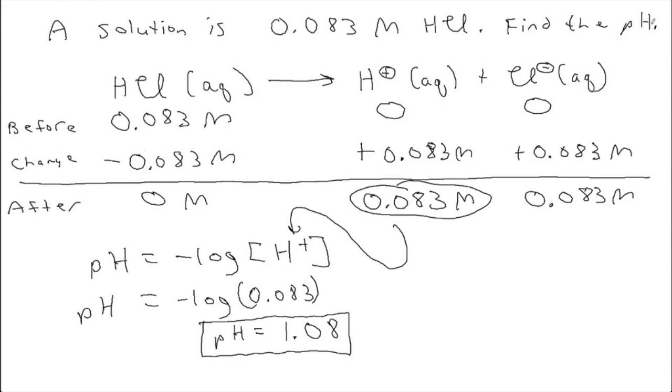Because when they say the pH, they don't mean the initial pH. They mean the pH after this has had a chance to ionize. When they say find the pH, they mean find the pH after the acid has a chance to donate its protons. Before the acid had a chance to donate any protons, the pH, the H plus concentration would be nothing. But after it's had a chance to donate protons, we can use this number to find the pH.